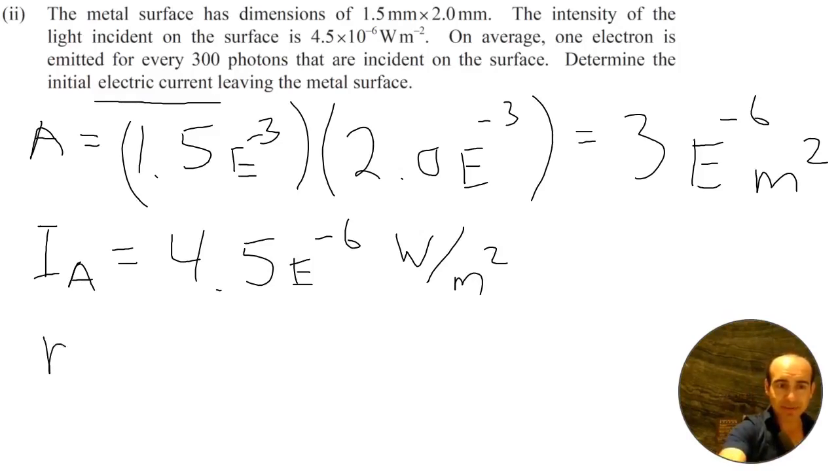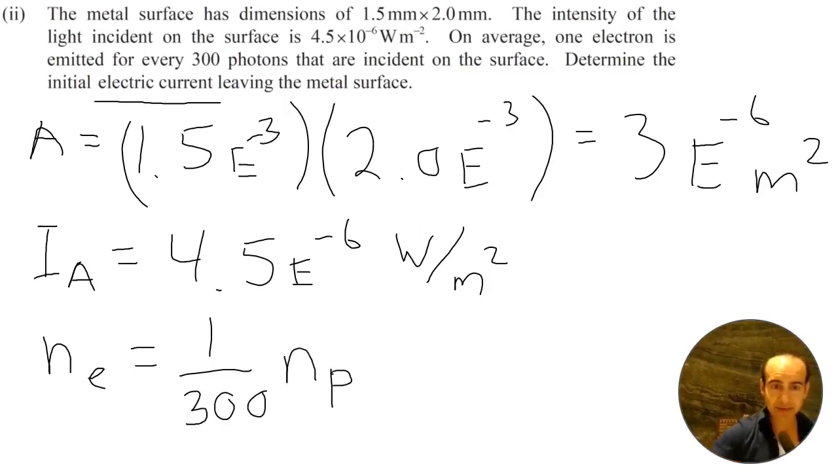And then we also care about the number of electrons, so we can designate that as Ne. That's going to be, one is going to leave for every 300 photons, okay? So that is a relationship that we're going to keep in mind towards the end, because all of the variables that we have so far are pertinent to the photons, okay? So we're going to first find the number of photons that are leaving the surface, then convert that to electrons using this factor, okay?